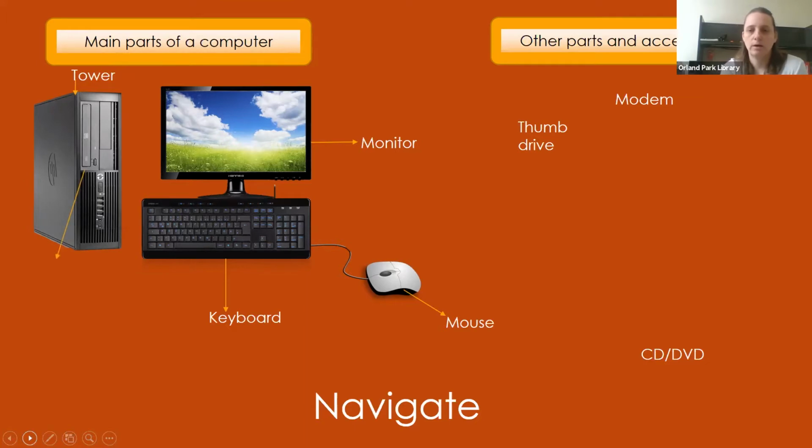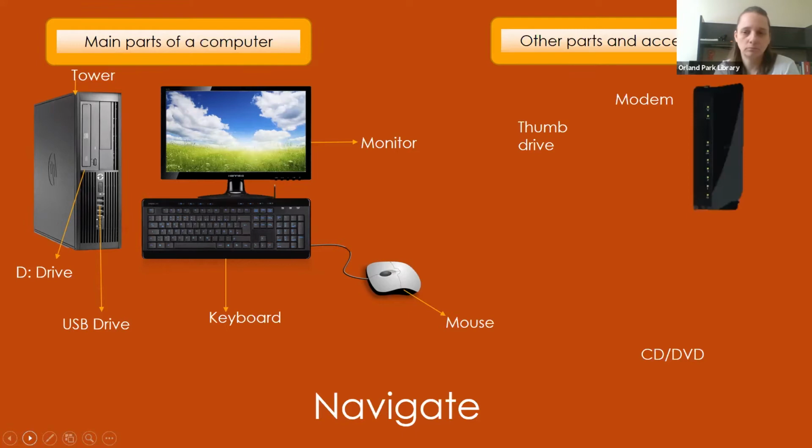The next thing that we have, again, some of the other accessories for the computer, is going to be the USB drive and our D drives. Again, those are what you're going to see when you are hooking up different components to the computer. So those drives, and you might even have like an E drive or an F drive, depending on what it is that you put in your computer.